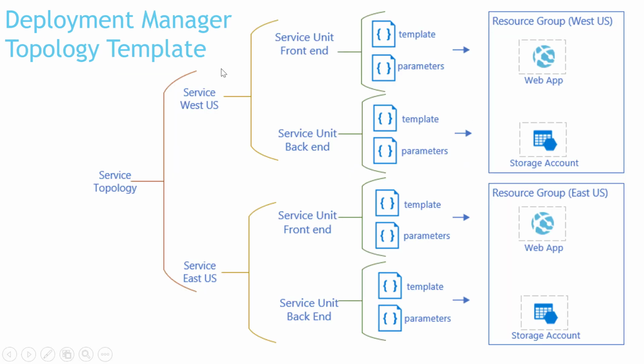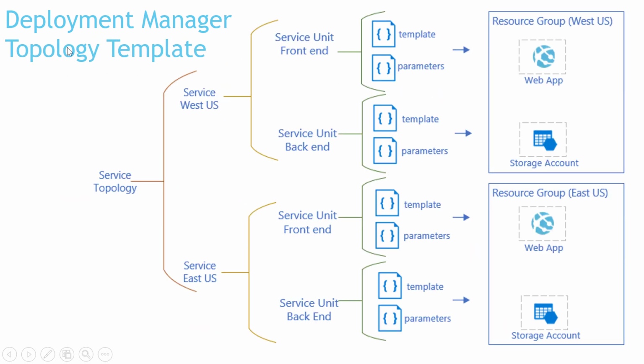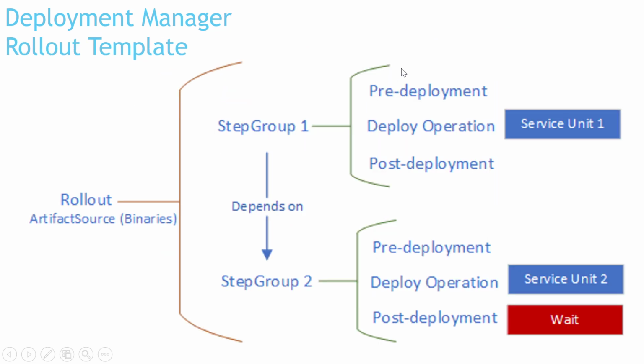We can use Azure Deployment Manager to help us automate the deployment of our stamps across regions and for different resources. Deployment Manager primarily uses 4 files: a Topology Template and its parameter file, and a Rollout Template and its parameter file. The Topology Template answers the question of what resources need to be deployed and where we need to deploy them, while the Rollout Template answers the question of when we need to apply those changes and the pre-deployment and post-deployment conditions that need to be applied.